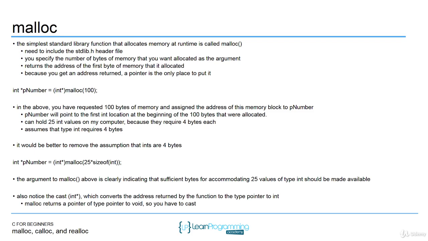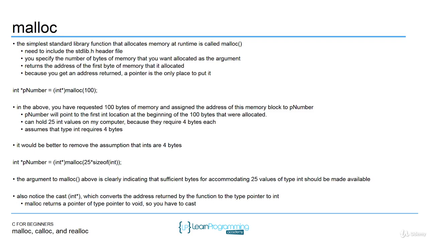This converts the address returned by the function to the type pointer to int, an int pointer. Malloc returns a pointer of type void. That's what makes it so useful, right? It returns that address, but it's a void pointer. Remember, we talked about void pointers and why they are useful, because now you can have a function that can take different parameters and it can return a void pointer. Now you're seeing the power of returning a void pointer.